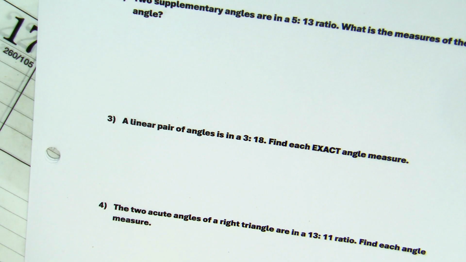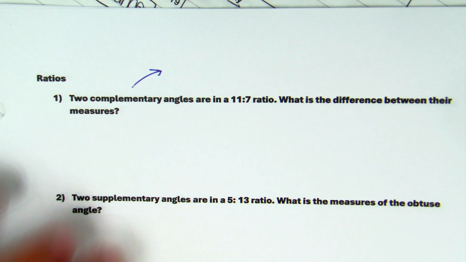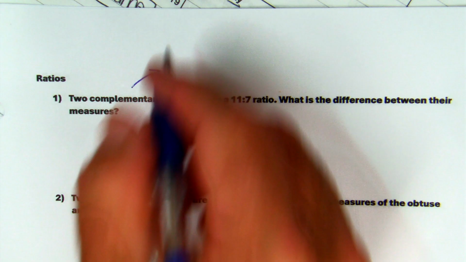Today's test. So, number one, two complementary angles in an 11:7 ratio. What is the difference between their measures? Complementary angles add up to what? 90.